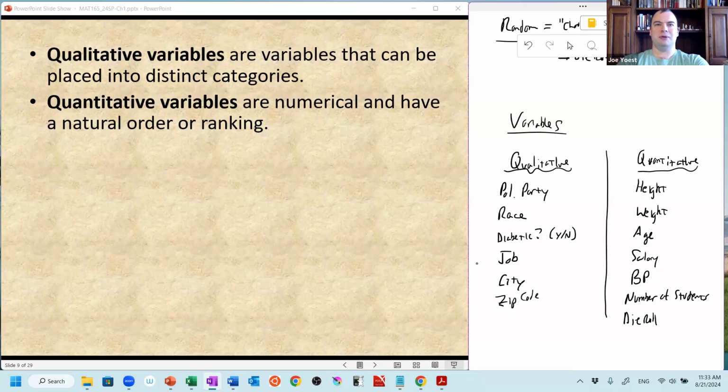But I think most of the time we would think of things like zip code or, let's say, a social security number. Even though those are numbers, they're really just identifying a certain person or a certain geographic location. So I think we typically put those under qualitative.